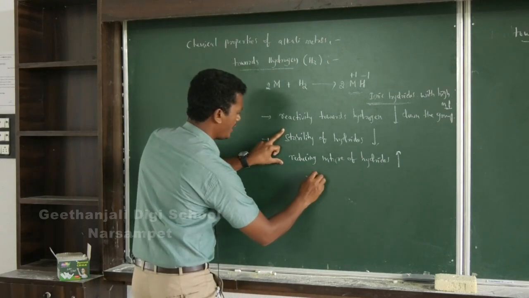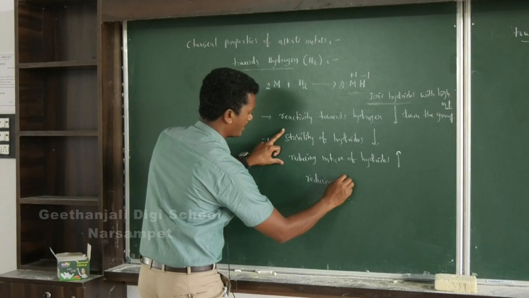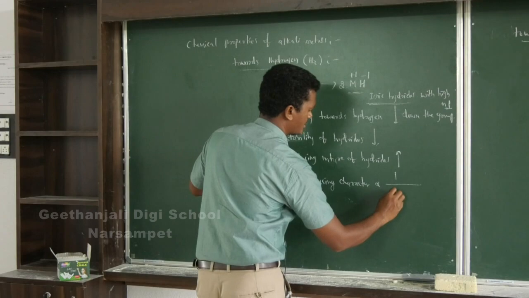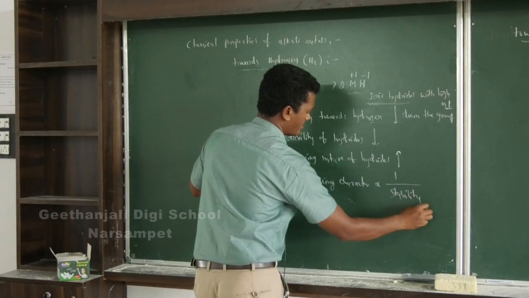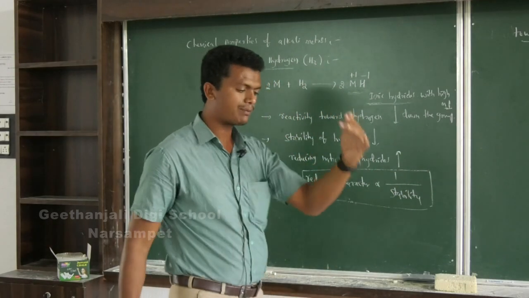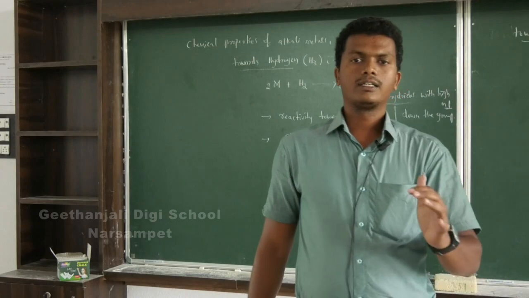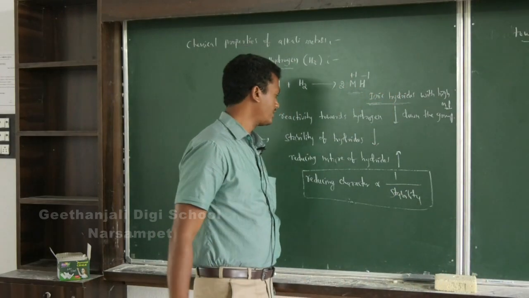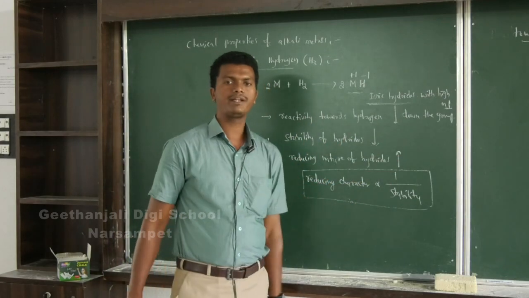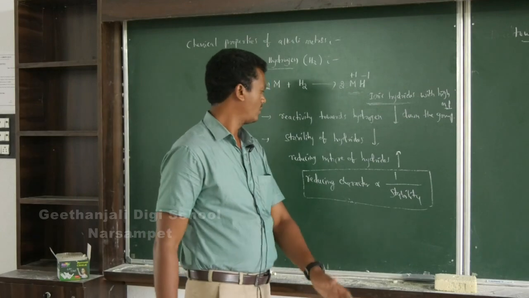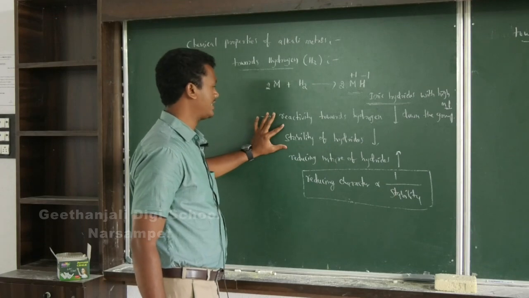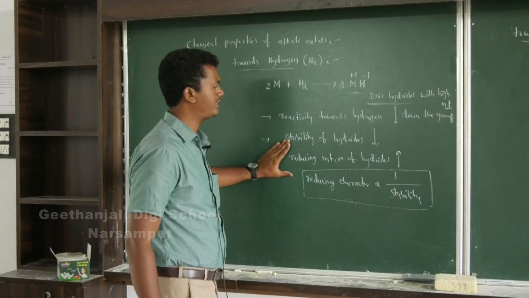See, the reducing character of these hydrides is inversely proportional to stability, because when the given hydride is less stable, it can easily produce hydrogen. The capacity of producing hydrogen is called reducing character, where the compound is participating in oxidation. So the stability of the hydrides on moving from top to bottom decreases and the reducing character of hydrides increases.